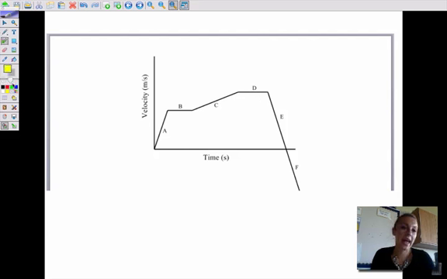For line A, which is right here, the object is going to be speeding up in the positive direction at a fast rate. We know this because it's a straight line moving away from the x-axis, it's in the positive quadrant, and it's pretty steep, so that's how we know it's a fast rate.